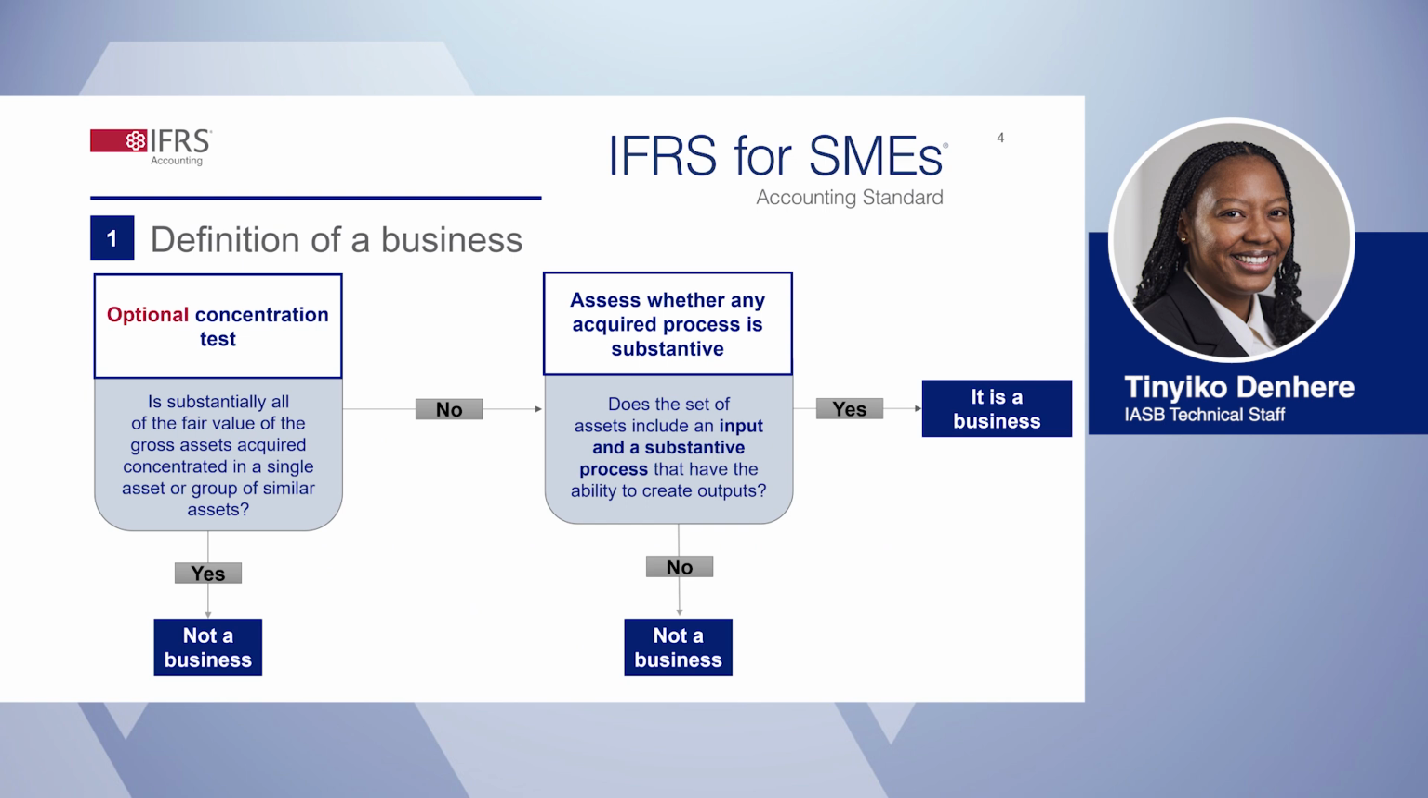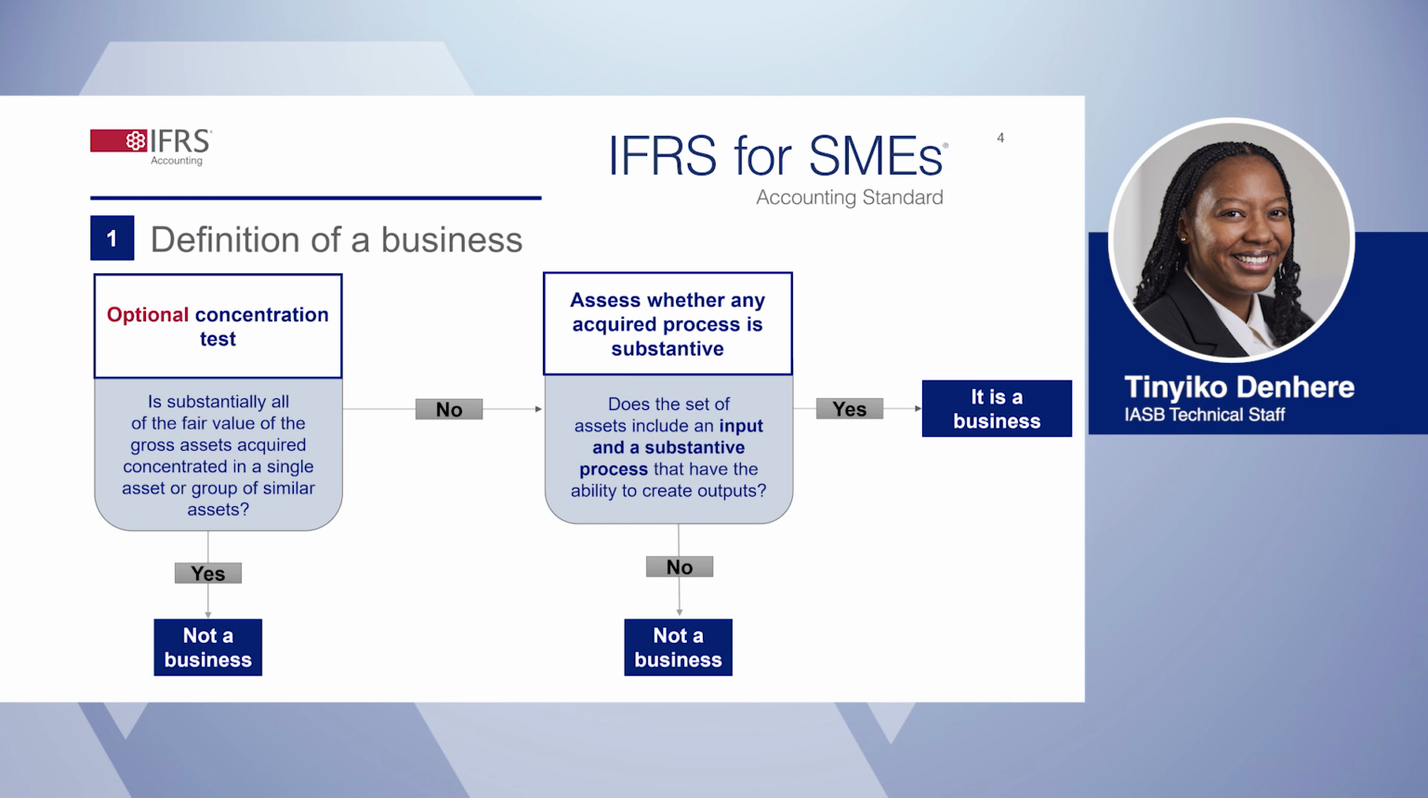The new guidance provides SMEs with an optional concentration test, which simplifies the assessment of whether a set of activities acquired is a business. In other words, it helps SMEs to assess whether the definition is met. In applying the concentration test, an SME assesses whether the fair value of assets acquired is concentrated in a single asset or group of similar identifiable assets. For example, the purchase of an entity that owns a single building. If the answer is yes, the SME would conclude it is not in the scope of Section 19 and would apply the relevant sections of the standard to recognize the assets and liabilities purchased.